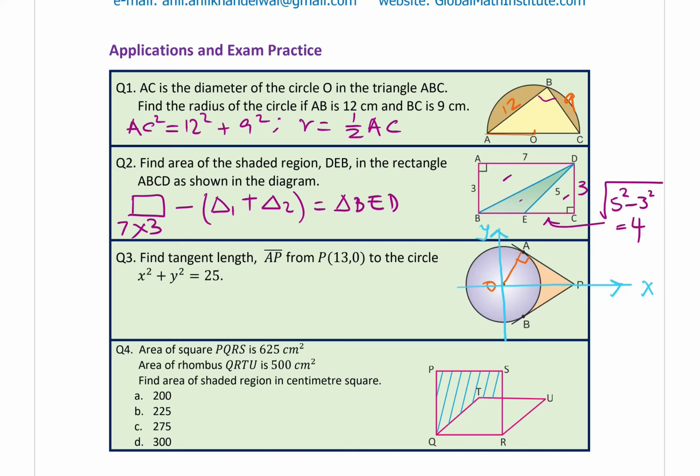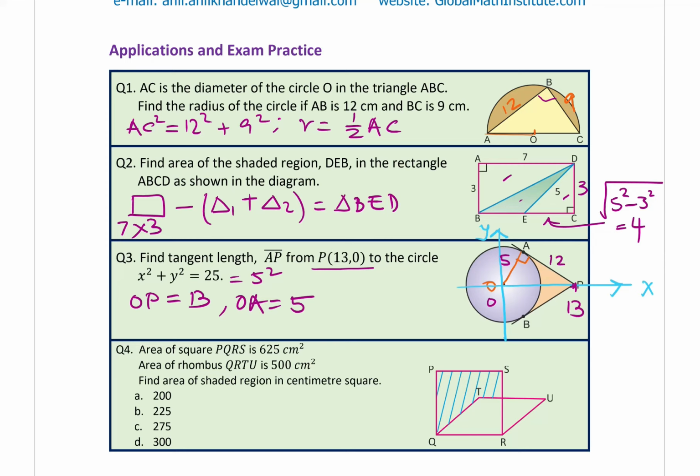Third question here is, again, we have a right triangle, since we know that the tangent and the radius are always at a right angle. Now, the trick here is that point P is (13, 0). That means this is at point 13 and this is at 0. So OP is equal to 13 for us. We know that OA is the radius, and the radius is 5, correct? Because 25 is 5 squared. So this is 5 and that is 13.